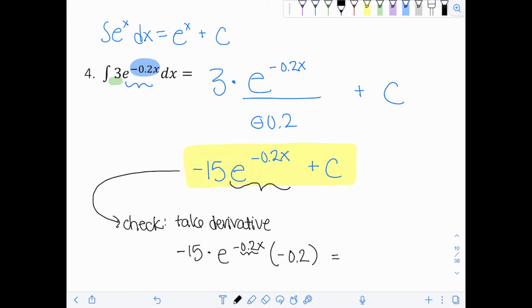And if we plug that into the calculator, 15 times 0.2 is 3. And it's going to be positive since we have a negative times a negative. So we end up with 3e to the negative 0.2x, which was exactly the function that we had started off with. So that lets us know that our integral is correct.